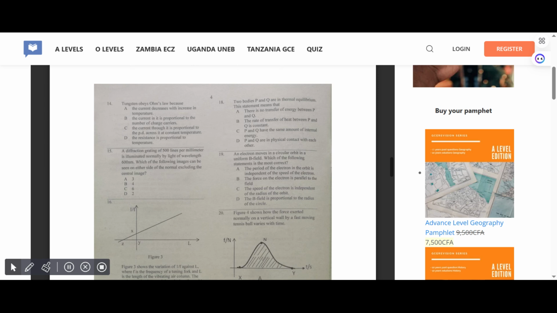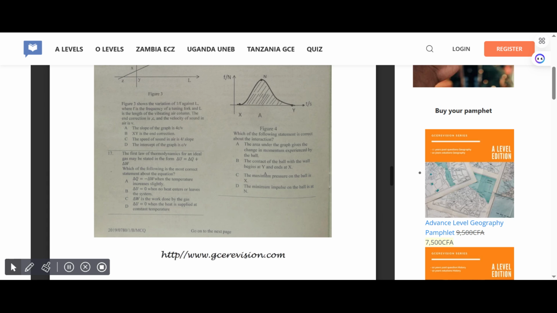Question 14. ...obeys the law. The correct answer for 14 is C. Question 15. A diffraction grating of 500 lines per millimeter is illuminated normally by light of wavelength 600 nm. Which of the following images can be seen on either side of the normal, excluding the central image? The correct answer for 15 is A, which is 3.